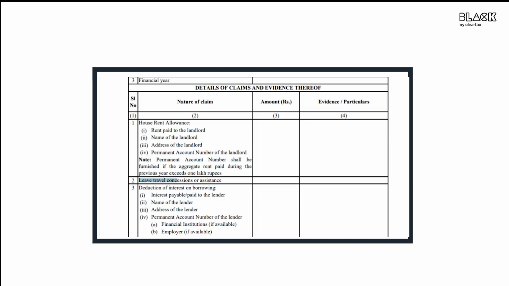Next comes leave travel allowance. If you have this as a part of your salary structure, then you can claim leave travel allowance for the domestic travels that you have made. You can add evidence of your travel tickets here.